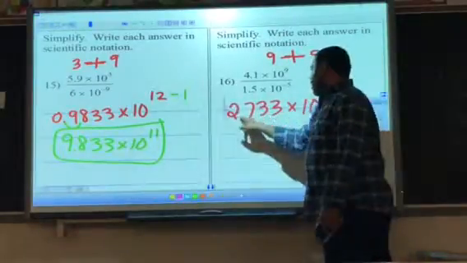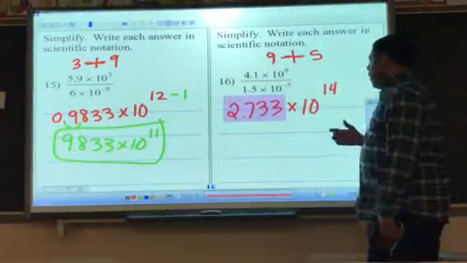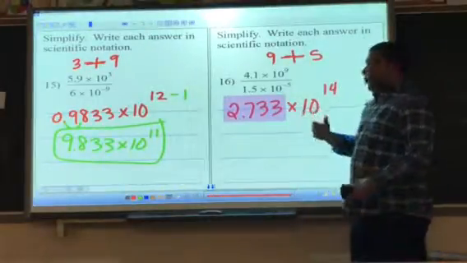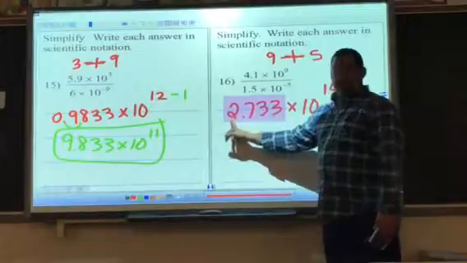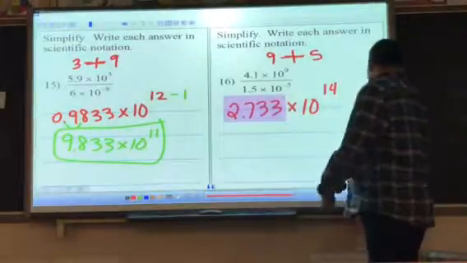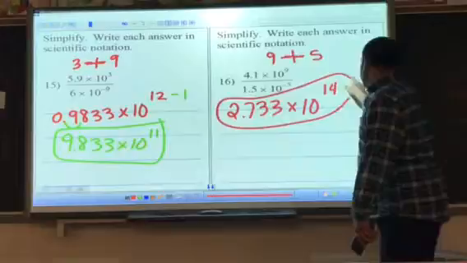Check out your number in front. And for this one, okay, Goldilocks rules. Is it too big, too little, or just right? The number in front is a 2. Good to go. Okay, this is my answer.